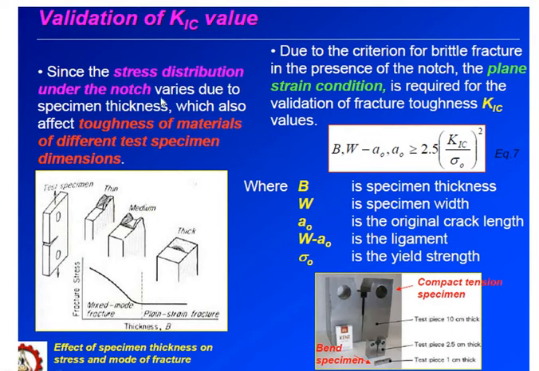Since the stress distribution under the notch varies with specimen thickness, this also affects the toughness of the material for different test specimen dimensions. So here we have the effect of the specimen thickness on the stress and the mode of fracture. You can look at the test specimen. It has a tensile load, and under the tensile load you can see that the crack is in the opened phase. That is the 2D sketch. Look at the original diagram, which is given in the right bottom corner.